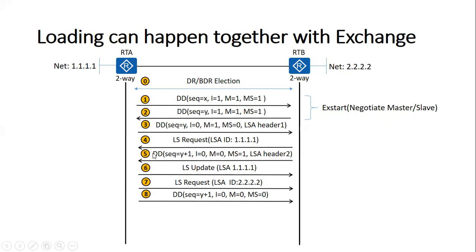I don't have any other network apart from network 1.1.1. So the more bit is set to 0. You see, there is no more. So I have acknowledged, and that's why I do not have an LSA header, meaning that I have exhausted all the information I have about my link state database. That's why more here is set to 0.